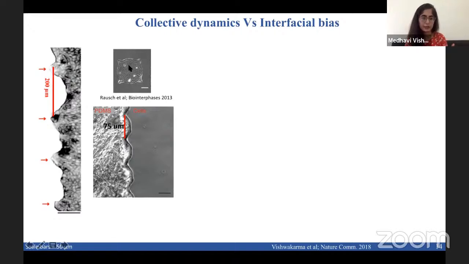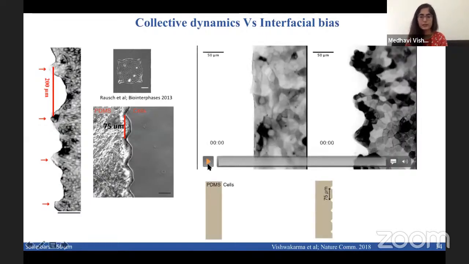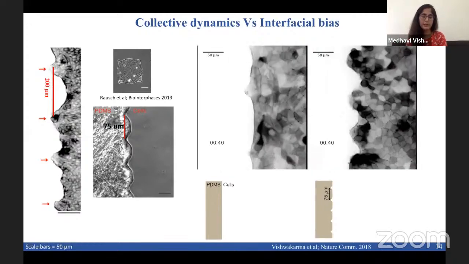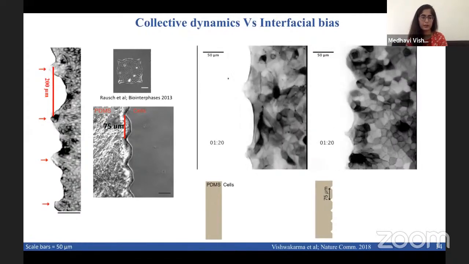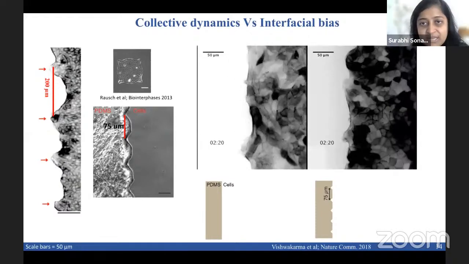And if the interfacial bias or curvature is playing an important role, then they all should form a leader. But what we saw instead, this is the movie, is that even if you have a straight curvature or a biased curvature, in both cases you obtain the same length scale of leader cell formation. So that means that the collective dynamics is playing a much more important role as compared to the interfacial bias. I'm sorry, I may be extending my time.